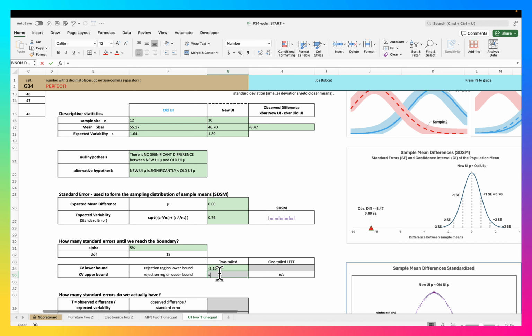And then do the same thing: t dot inverse dot 2t, probability, degrees of freedom. And then we'll do the one tail left, because it actually is a one tail left test, so it's going to be t dot inverse, probability. See, notice there isn't a t dot inverse dot lt for left, because left is the assumed, degrees of freedom. Okay.